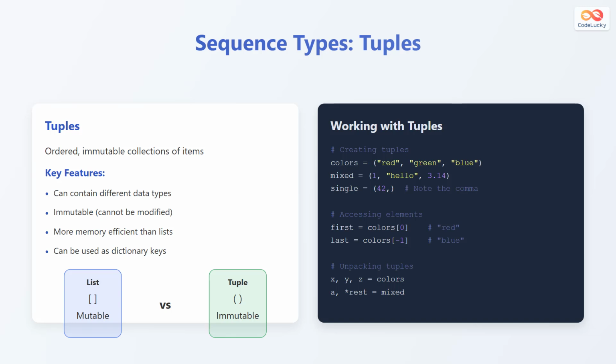Creating a tuple is similar to creating a list, but instead of square brackets, you use parentheses. If you're creating a tuple with a single element, you need to include a comma after the element to differentiate it from a regular expression. Accessing elements in a tuple is the same as with lists using indexing. Tuple unpacking allows you to assign the elements of a tuple to individual variables in a concise way. The asterisk syntax can be used to assign the remaining elements of a tuple to a list.